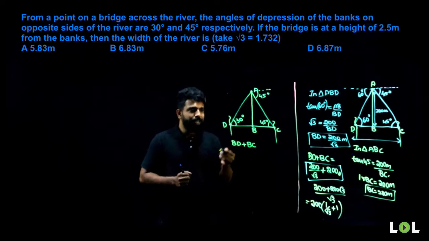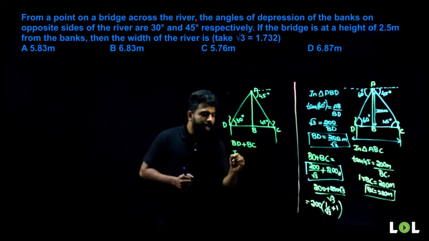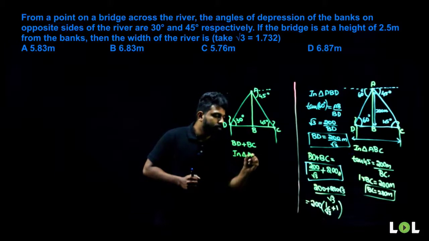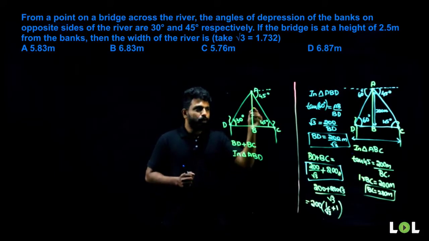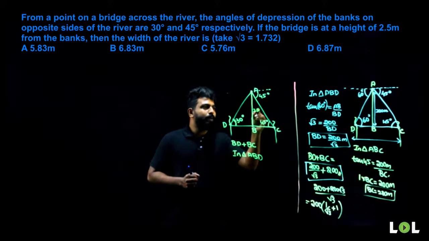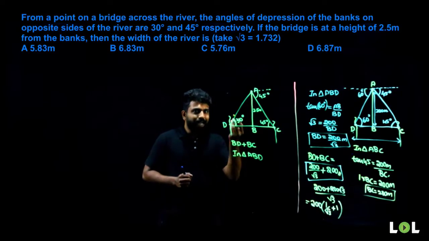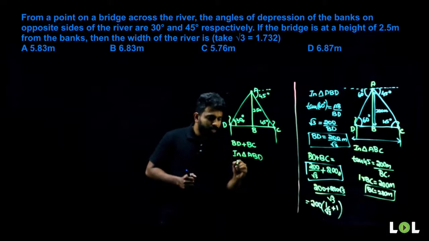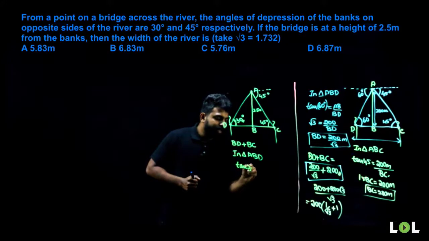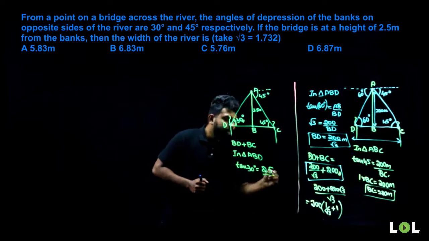So what is BD? To find BD, which triangle should we take? We need to take ABD. In triangle ABD, we are getting tan theta here because we know the opposite side, that is 2.5 meters, because the height of the bridge has already been given. Opposite by adjacent is nothing but tan theta. The value of theta here is 30 degrees, so I'll directly take tan 30 degrees. That will be equal to the opposite side, 2.5 meters, divided by the adjacent side, that is BD.